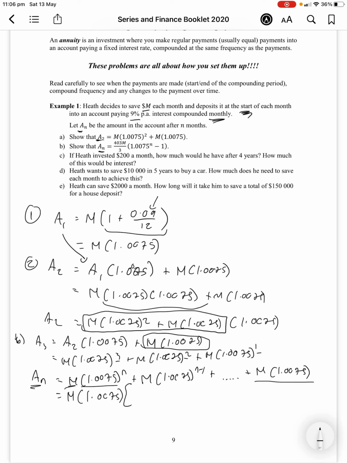If I factorize that out, we've got 1.0075 to the n minus 1 plus 1.0075 to the n minus 2 all the way down to 1, because that is what I'm factorizing out. And the reason I'm factorizing that out is because that is common in all terms. That's there in every term.